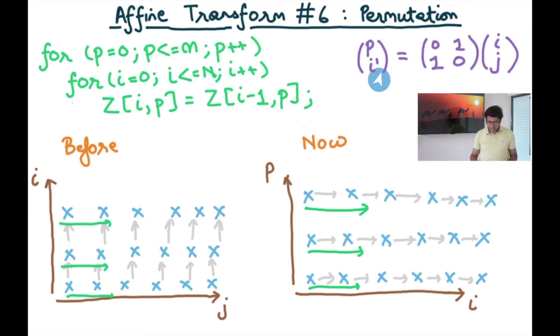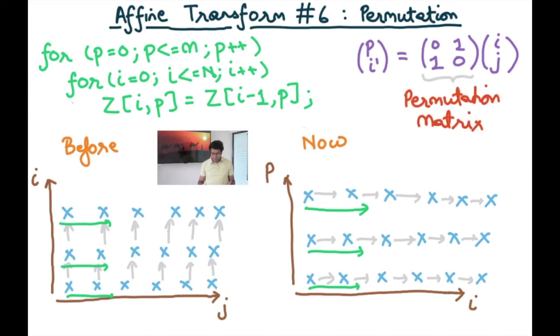Another way to say this is that I have changed the axes. Earlier my axes were I, J, and now my new axes are P and I, and just to distinguish from the old I, I say P and I prime. The relation between P and I prime and the original axes I and J is given by this matrix. So P equals 0 into I plus 1 into J, in other words P equals J, and I prime equals 1 into I plus 0 into J, in other words I prime equals I. So I prime is just the same as I, and P is now J, and the matrix 0, 1, 1, 0 represents our permutation matrix, which decides how we have permuted my axes so that I have better parallelism and locality.